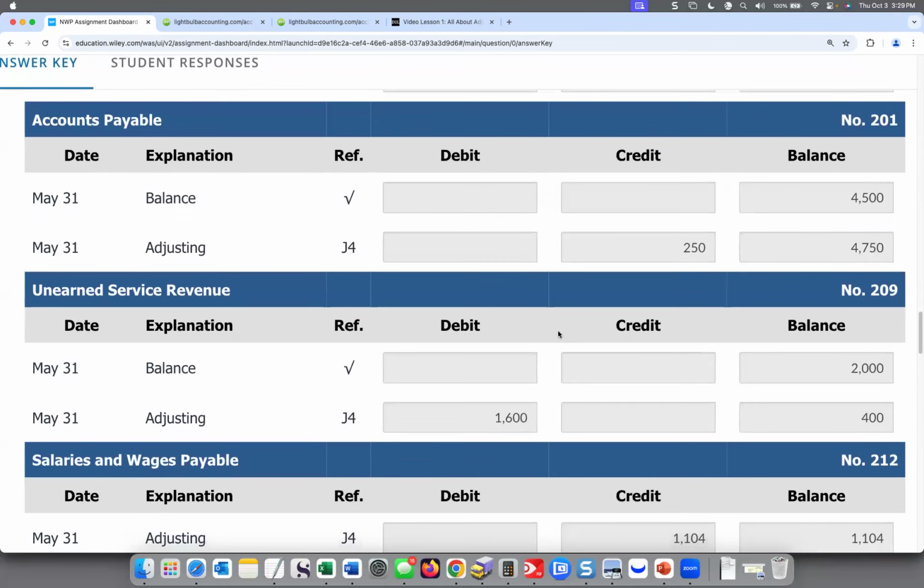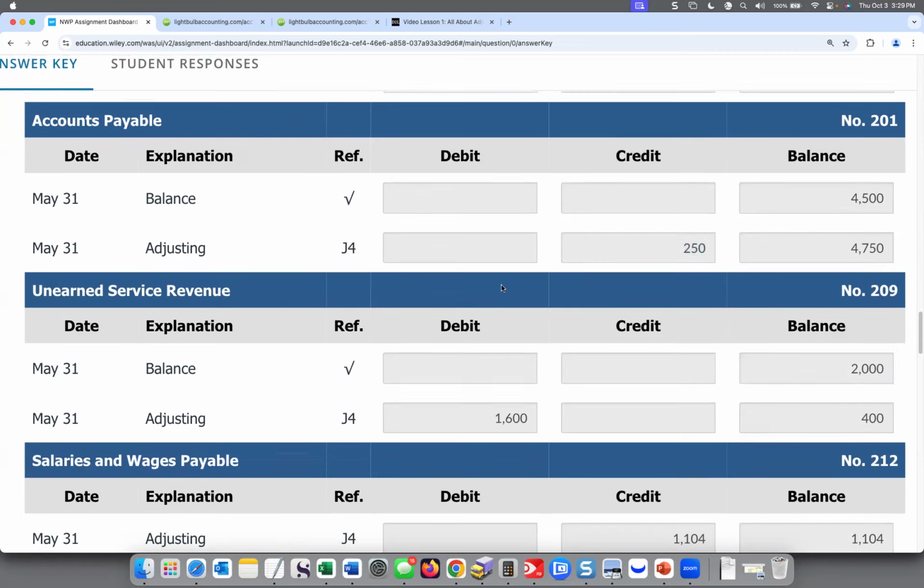Accounts payable. Now we're going into the liability area. So now the normal balances are the opposite. They have a normal credit balance. Credits are the increasing side and debits are the decreasing side. So when we posted one of the adjusting entries as a credit to this account, 250, we went up because credit is the normal balance side. We added the 250 to the 4,500 to get 4,750.